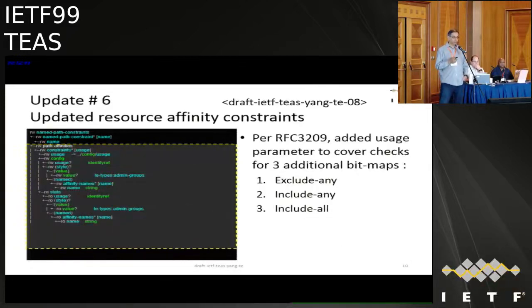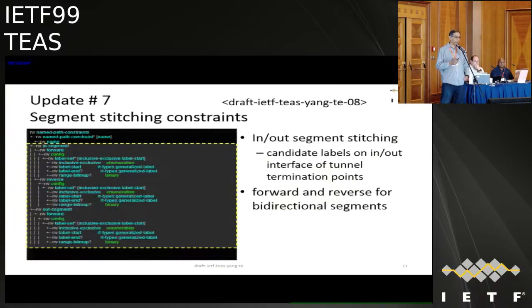There is some enhancement to the resource affinity constraints. The usage includes exclude-any and include-all as well now. There is a new addition that defines the stitching constraints, basically the in and out segment stitching for the LSPs. There is forward as well as reverse for the bidirectional segments.